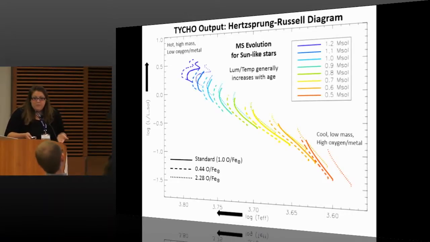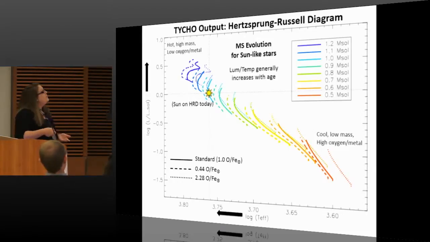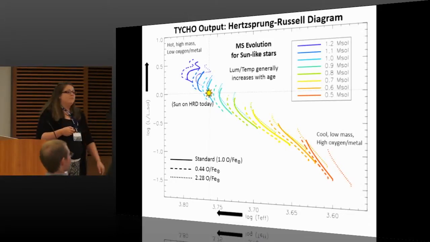So, we care about temperature and brightness. Oh, this is just my little test to show that this is the sun, and it falls right on the solar track.